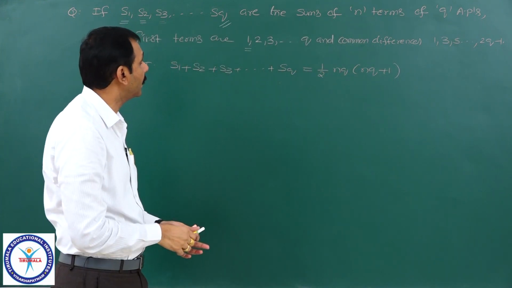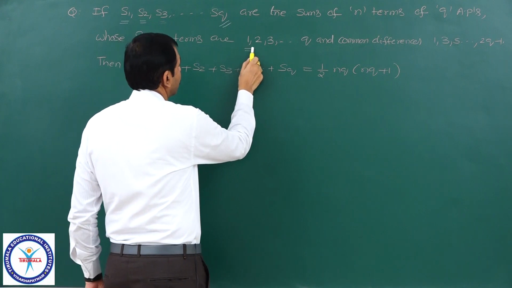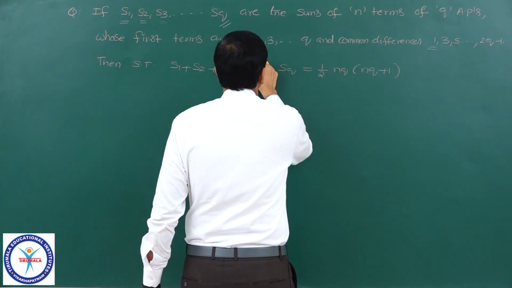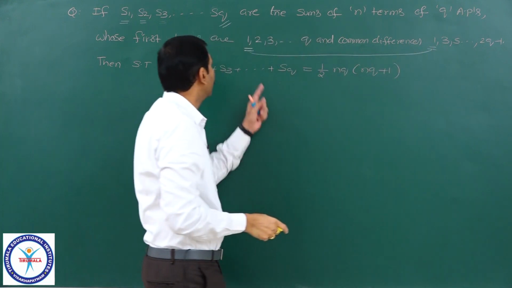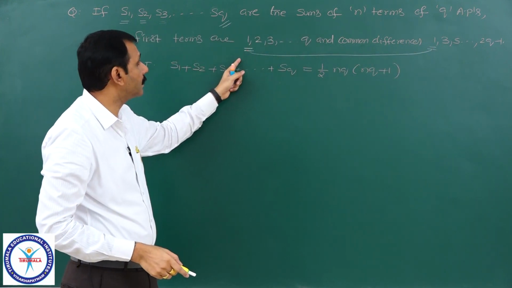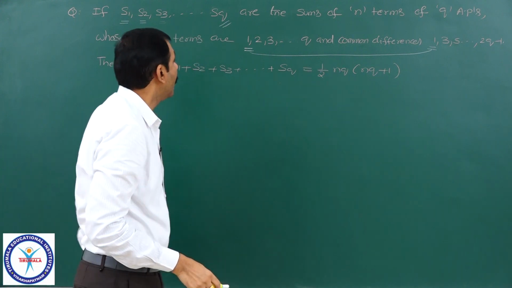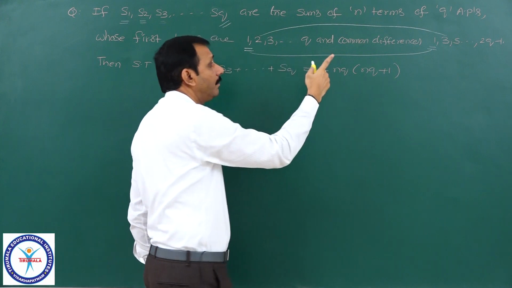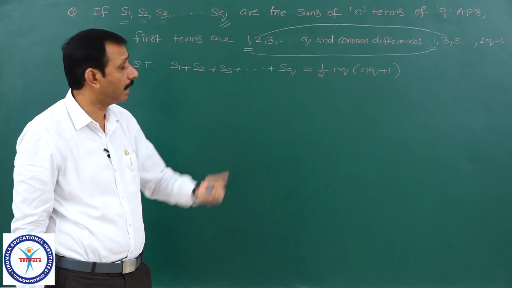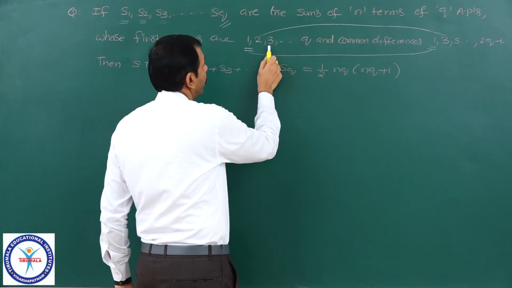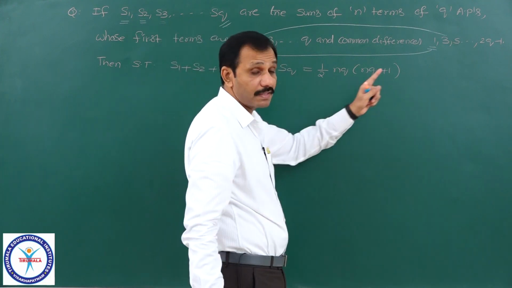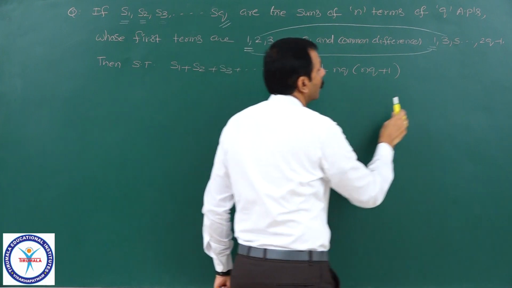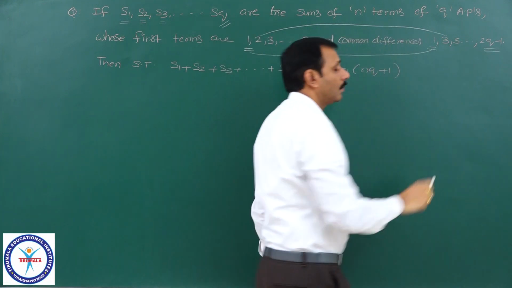What is the meaning here? You see, for the first AP, the first term is 1 and the common difference is 1. For the second AP, 2 and 3 means 2 is the first term and the common difference is 3. For the third AP, 3 is the first term and 5 is the common difference, and for the last AP, the first term is q and the common difference is 2q minus 1.